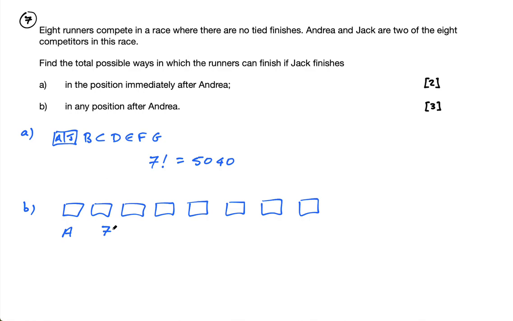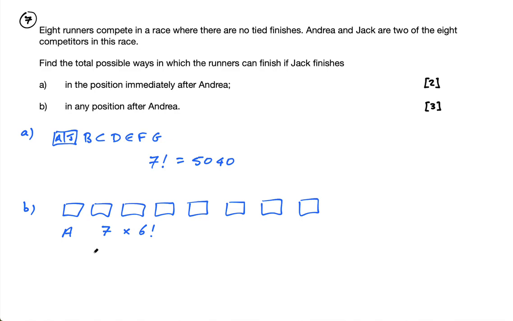But don't forget, there's 6 other runners, and they can go anywhere. So it's not like there's just 7 different outcomes here. There's actually 7 times 6 factorial outcomes, because you basically put Jack here and then it's 6 factorial, or you put Jack here and it's 6 factorial, or you put Jack here, 6 factorial. So there's 7 6 factorials, if that makes sense.